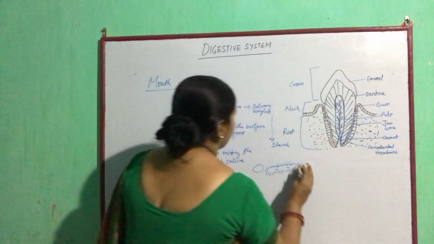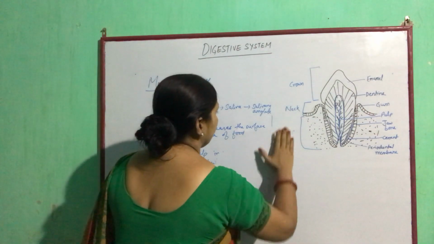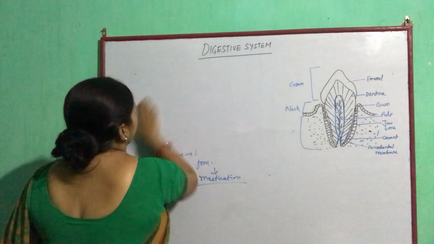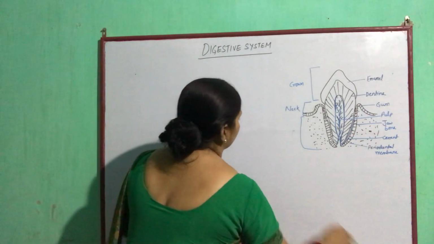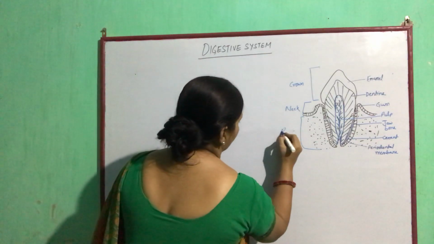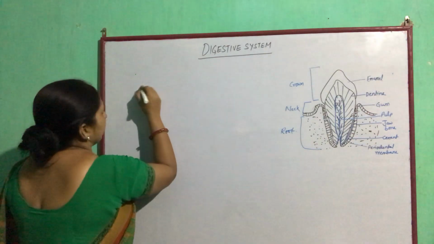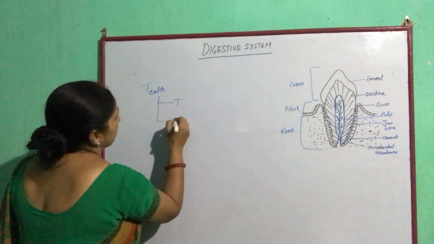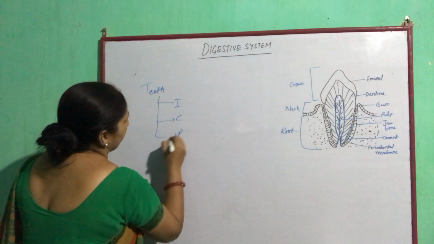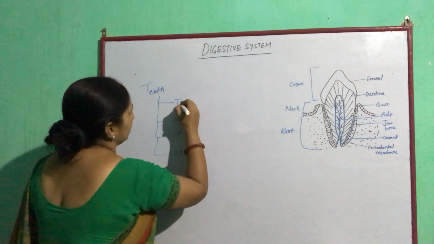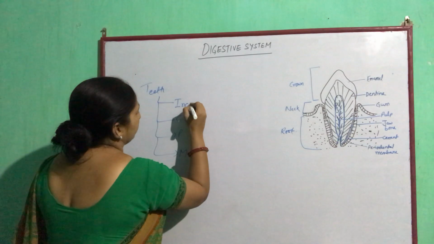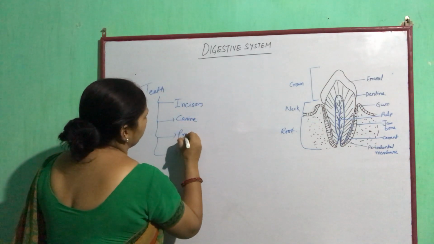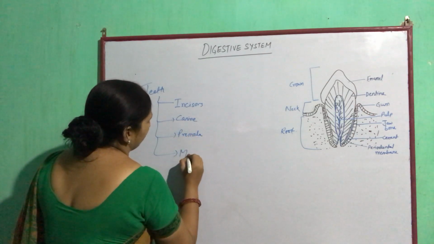Next is the teeth. Types of teeth. Inside the mouth, teeth are of 4 types: I, C, P and M. Now what is this? I for incisors, C for canine, P for premolar, and M for molar.